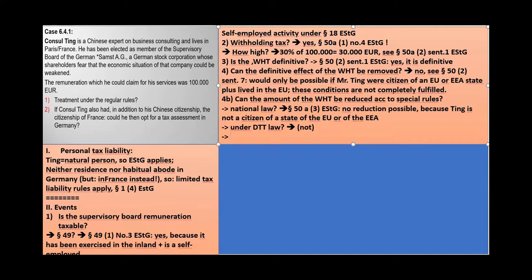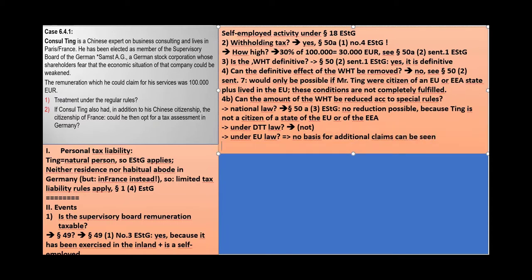So, no. Under EU law, that would be the last category of law which could be imagined, and the answer is no basis for additional claims can be seen because, well, naturally, the rule in 50A3 goes back to a demand from European jurisdiction.